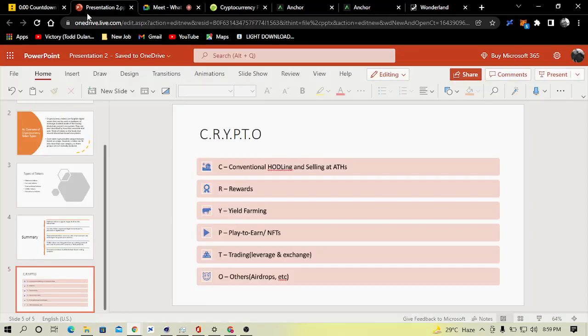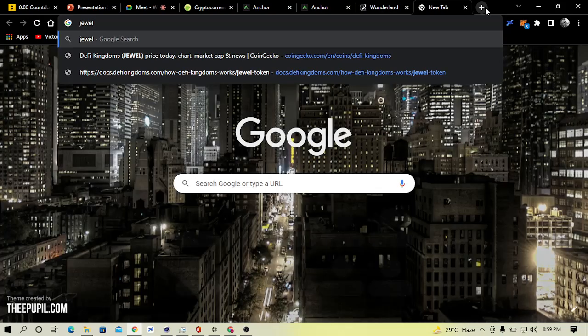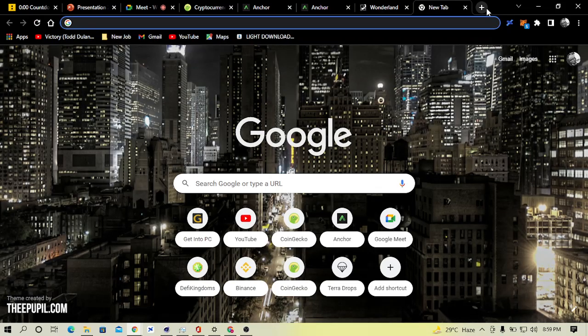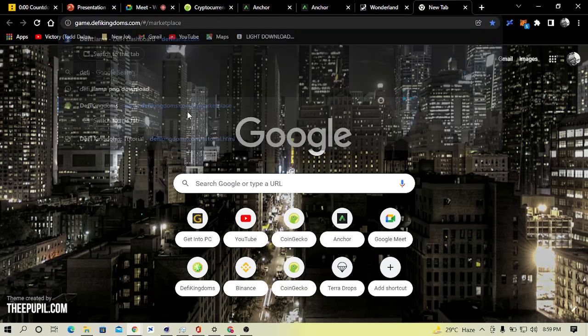Okay, so now we just talked about buying. We know already about buying and holding and selling at all-time highs. I've shown you what rewards are, basically, and I've shown you a bit of yield farming. So let me show you another aspect of yield farming, basically. Let me use this as an example.